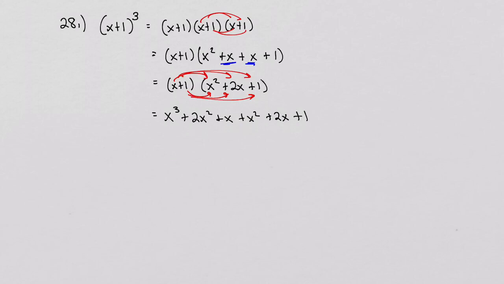And then we have some like terms. We have the 2x squared and the x squared, and we have the x and the 2x, and those are the only like terms that are present. The x cubed and the 1 here have no like terms, so we're just going to have to leave them alone. So this ends up being x cubed plus 3x squared plus 3x plus 1.